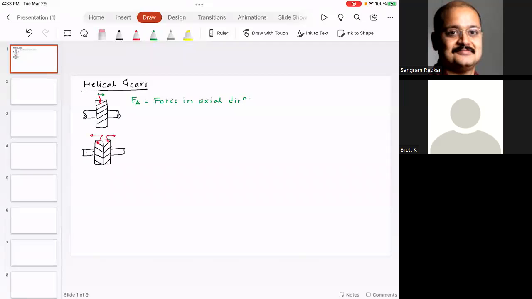Okay, so force in the axial direction. So here you would observe that the first step is get the helical gear, and convert that into an equivalent spur gear. And then the design process remains the same. Continue with design.